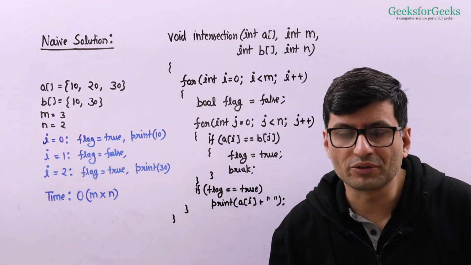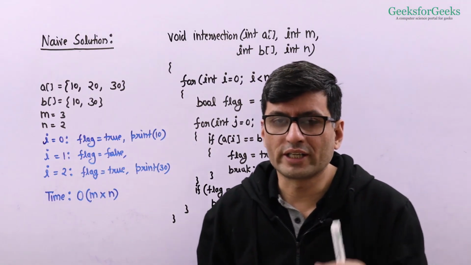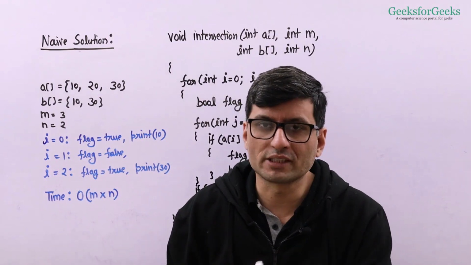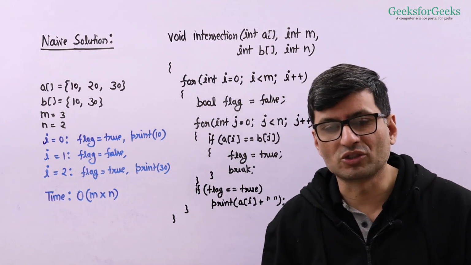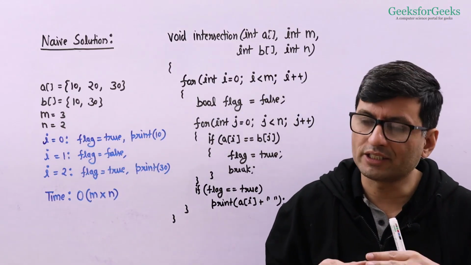Now please pause this video and try to think of a solution that works in O(m+n) time. You may again assume that all the elements in both the arrays are distinct.